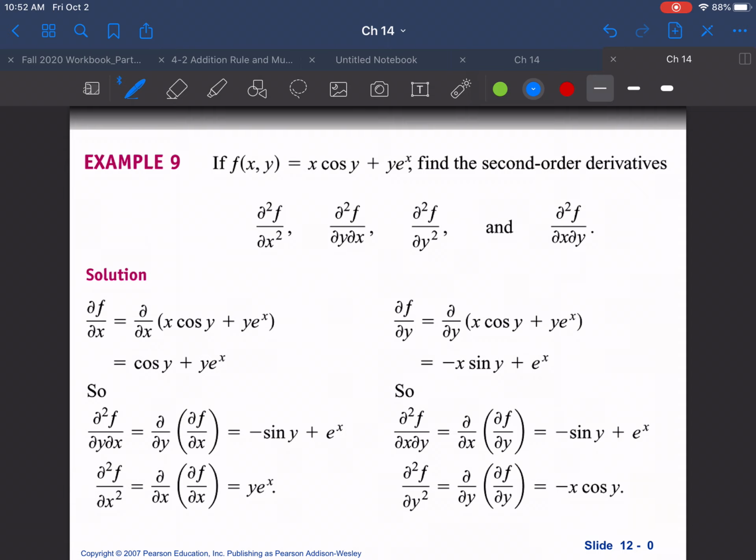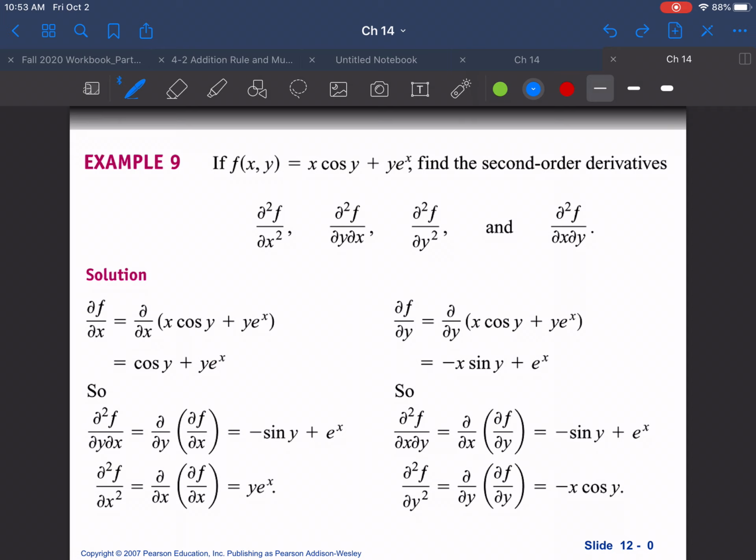So if f of x, y equals x cosine y plus y e to the x, we can find the second order derivatives here. We can actually do higher ones. Here you can see that we could do two partial derivatives with respect to x, or we could do partial derivative with respect to y and then with respect to x, and just go through like that, and then do two partial derivatives with respect to y, or one with respect to x and then with respect to y, and then you can see this here.